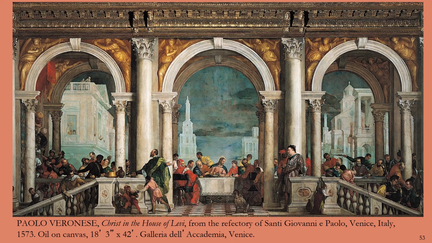And let's see. Let's take a look at Veronese. This is a very odd painting. It's called Christ in the House of Levi. It is from the refectory of Santi Giovanni Paolo. It's in Venice, and it is an odd image.